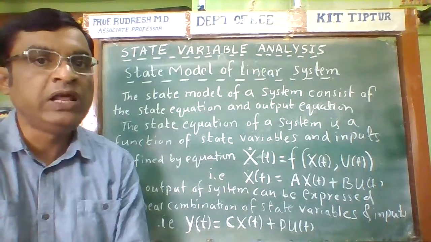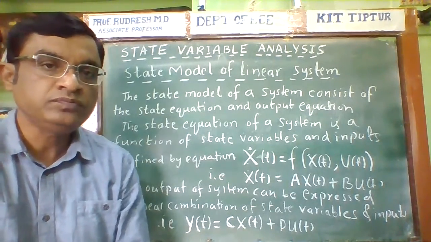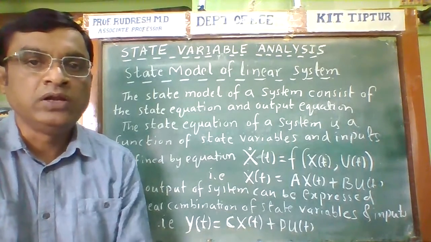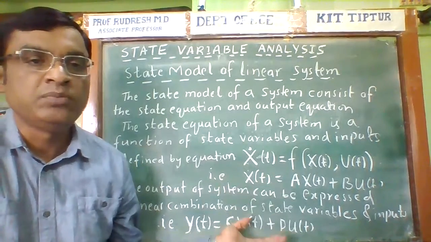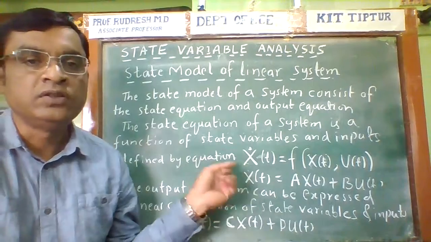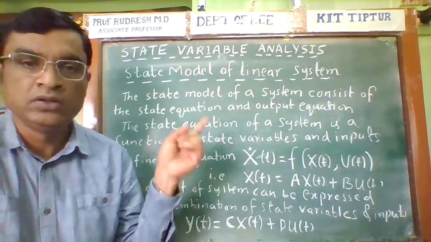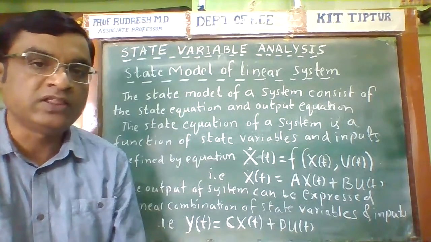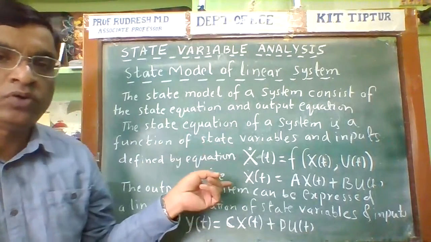The state model of a linear system is nothing but a combination of the state equation and the output equation. The state model of a system consists of the state equation and the output equation. What is the state equation? The state equation is nothing but a function of the state variable and also the input.